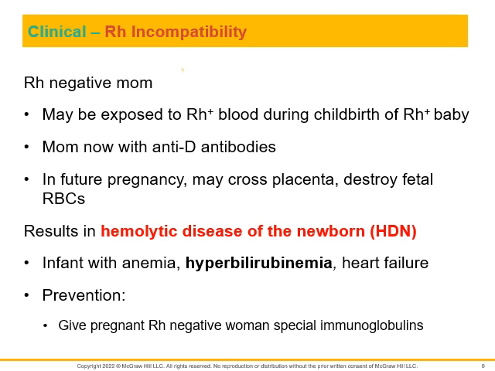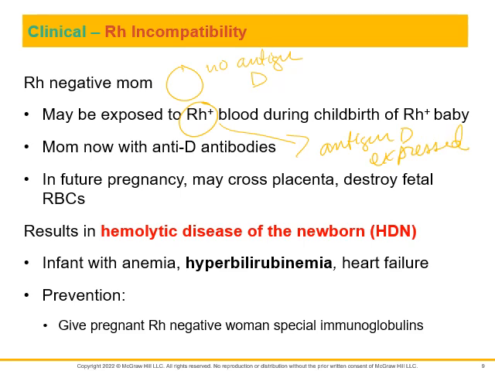Because remember, mom would have a red blood cell with no antigen D, right? So the baby has positive, so the baby is going to have antigen D expressed. So what happens when the mom's immune system sees this antigen D? It's not normal, right? To her, it's not normal.